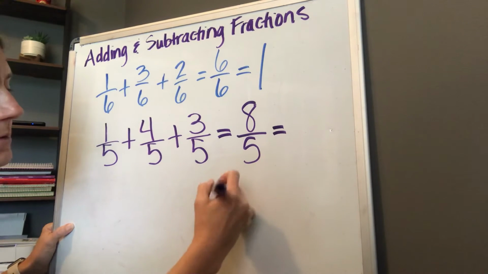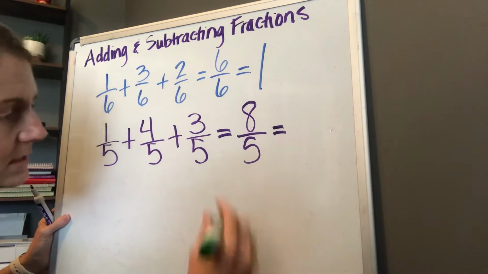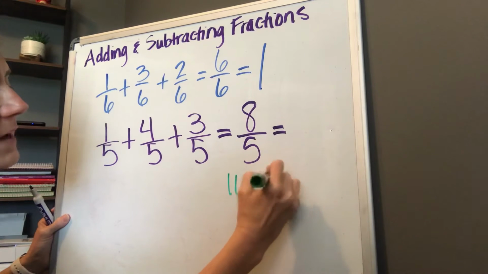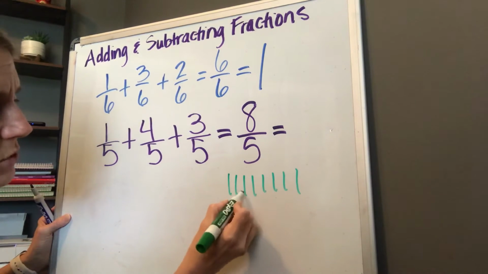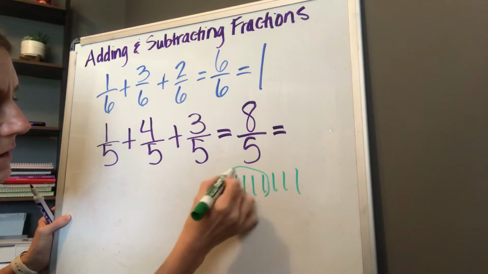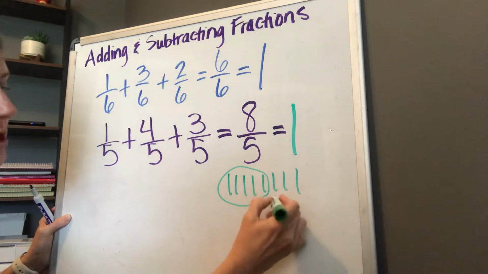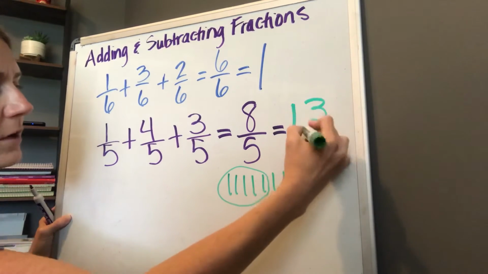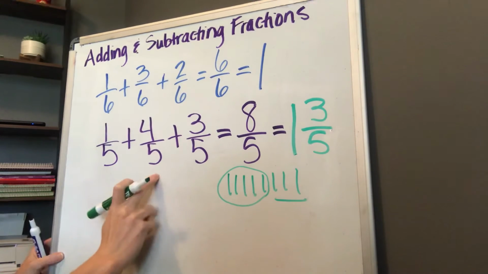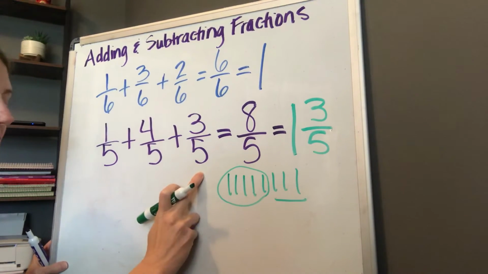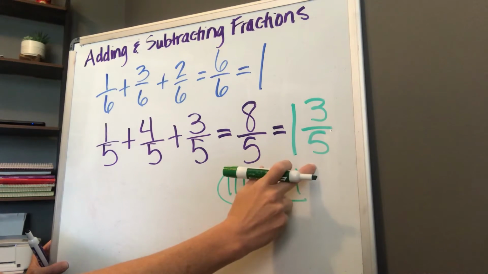If you're not sure, you can simply make 8 tally marks like this. 1, 2, 3, 4, 5, 6, 7, 8, and see how many groups of 5 you can make. Here's 1, 2, 3, 4, 5. You can only make 1 group of 5, and then you have 3 left over, and the denominator stays 5. So 1/5 plus 4/5 plus 3/5 equals 8/5, or 1 3/5.